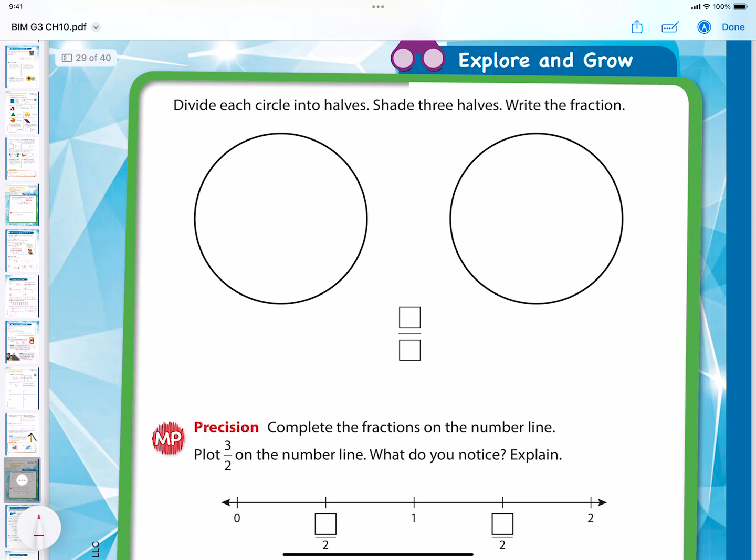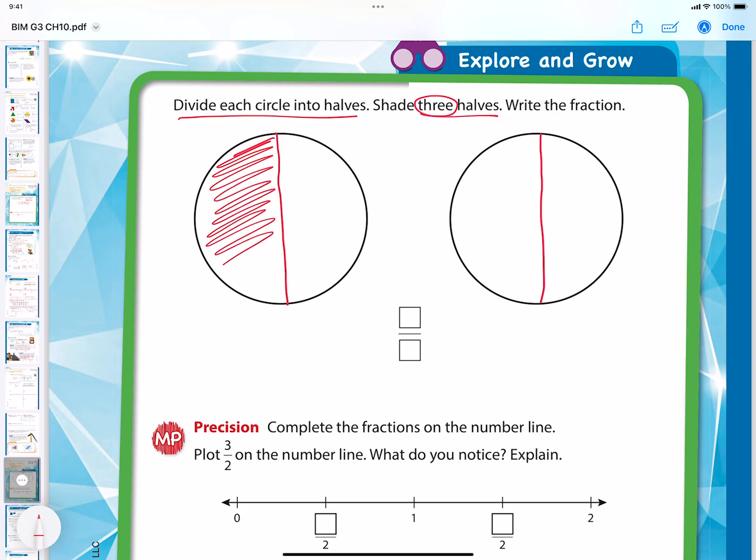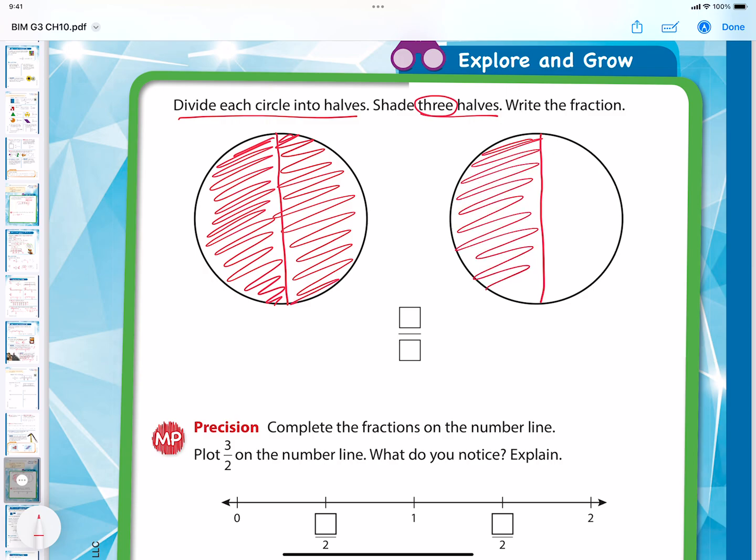So this is the divide. This is the example. Divide each circle into halves. Okay, this is easy, right? We know that. Shade 3 halves. Okay, now write the fraction. So I'm going to split this into halves, and I'm going to shade 3 parts. 1, 2, and 3. Okay, write the fraction.